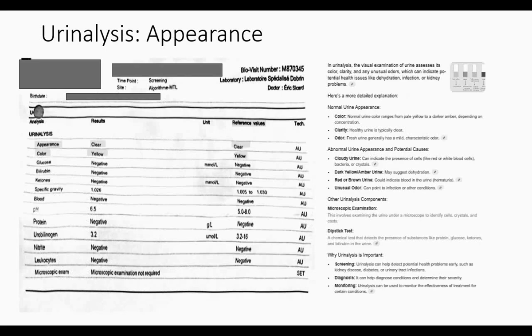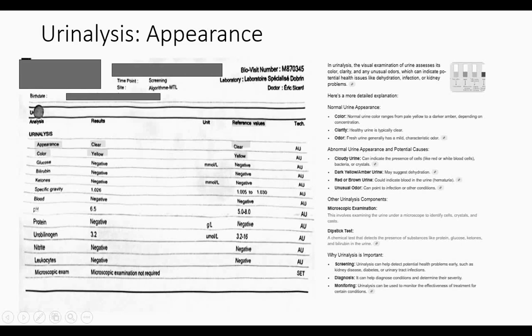Okay, next up you have urinalysis. This is a separate result from your blood test. For your urinalysis, some of the terms that you're looking for are as follows: glucose, bilirubin, ketones, specific gravity, blood, pH, protein, and so on.